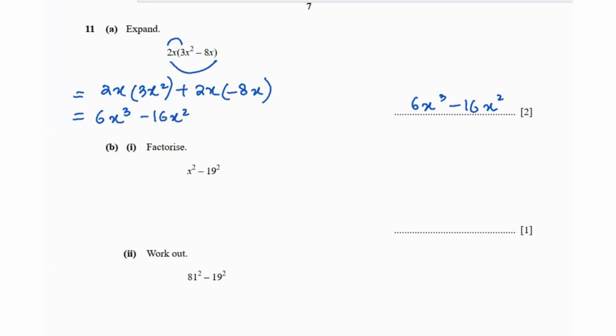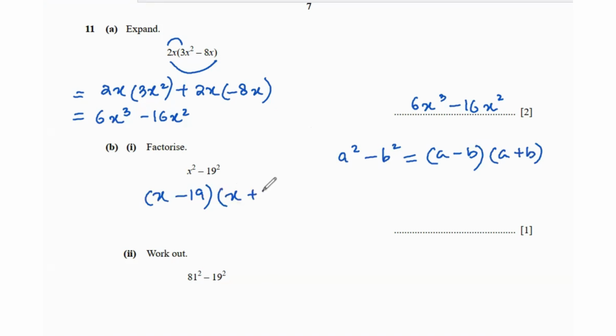Next, we need to see, does it follow difference of perfect squares? Difference of perfect squares is a rule where two perfect squares are being subtracted. So looking at this, we can see that x is squared and 19 is also being squared. And both these squares are being subtracted, which means, yes, we can use difference of perfect squares. So according to difference of perfect squares, a squared minus b squared is the same as a minus b times a plus b. Hence, it's going to be x minus 19 times x plus 19. This is your factorized answer.